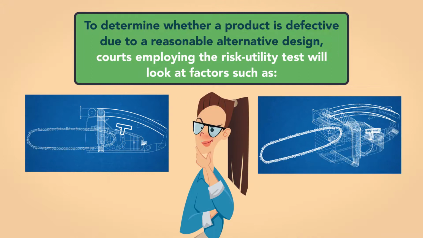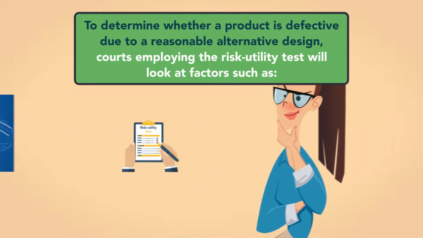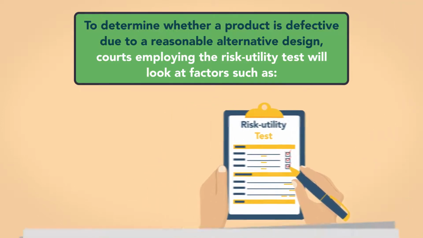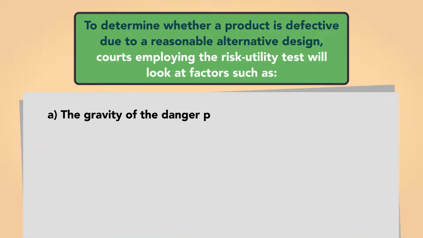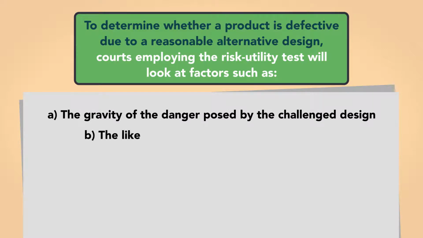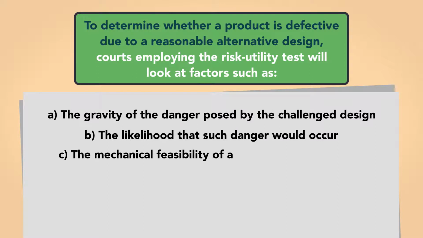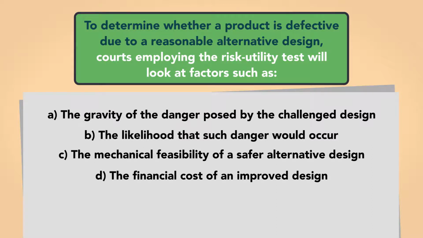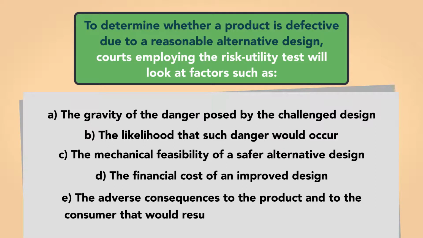To determine whether a product is defective due to a reasonable alternative design, courts employing the risk-utility test will look at factors such as A, the gravity of the danger posed by the challenged design, B, the likelihood that such danger would occur, C, the mechanical feasibility of a safer alternative design, D, the financial cost of an improved design, and E, the adverse consequences to the product and to the consumer that would result from an alternative design.